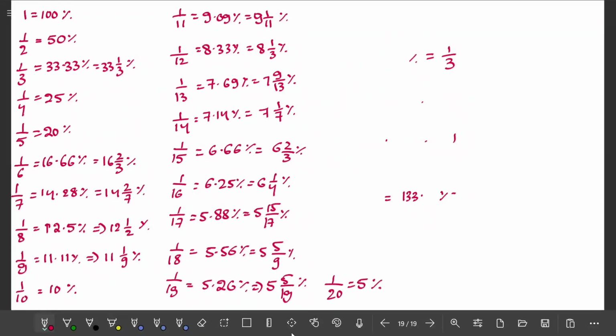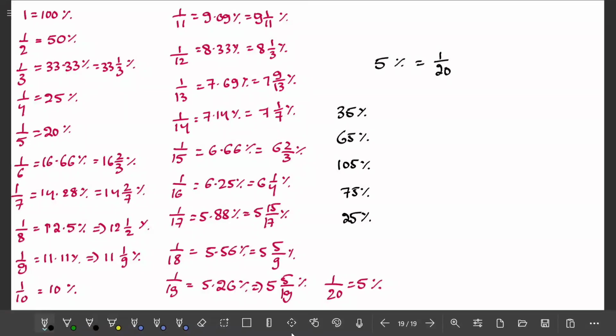Let us take one more. All these fractions, where do they come from? They come from the basic fundamental fractions that you are seeing right on the screen, right? Let us say, for suppose, 5%. 5% is 1 by 20. I need to calculate 35%, 65%, 105%, 75%, let us say 25%, whatever. So what should I do? 5% is 1 by 20.